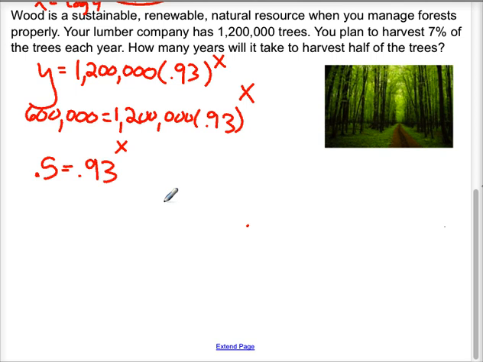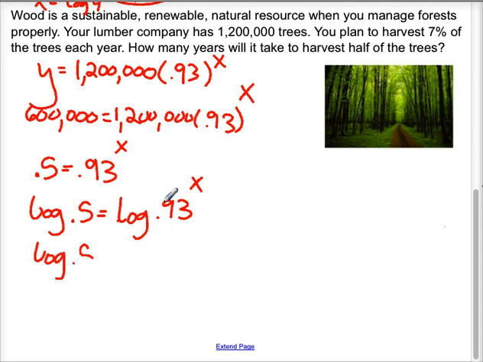All right, well, I can't write them in a common base, so I'm going to take the natural log of both sides. So I'm going to have the log of 0.5 equals the log of 0.93 to the x. Again, important thing, I can bring that x down. So log of 0.5 equals x times log of 0.93.